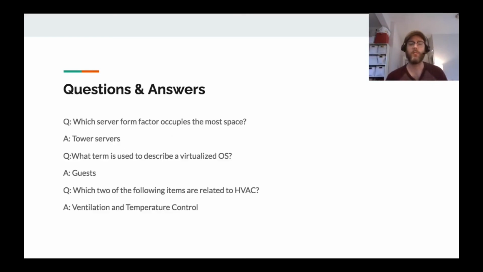All right, so here's some questions. Which server form factor occupies the most space? Tower servers, they're the biggest. What term is used to describe a virtualized OS? So it's called a guest that runs on a host, which is the physical server. Which two of the following items are related to HVAC? So HVAC has to do with air conditioning and heating, ventilation and temperature control.